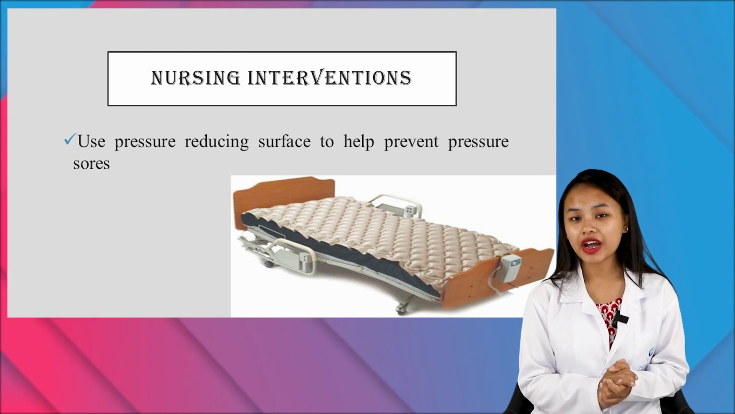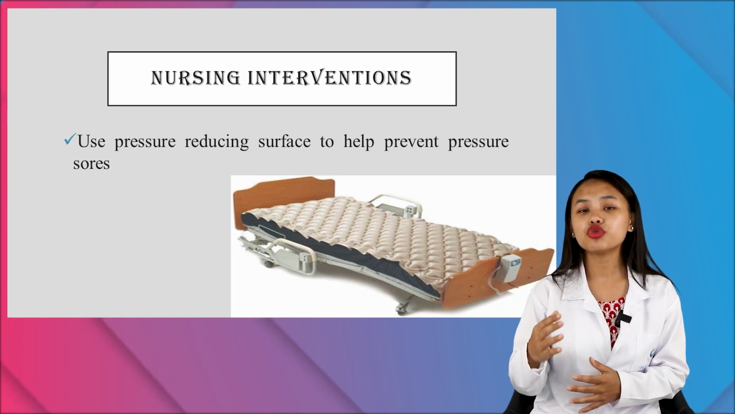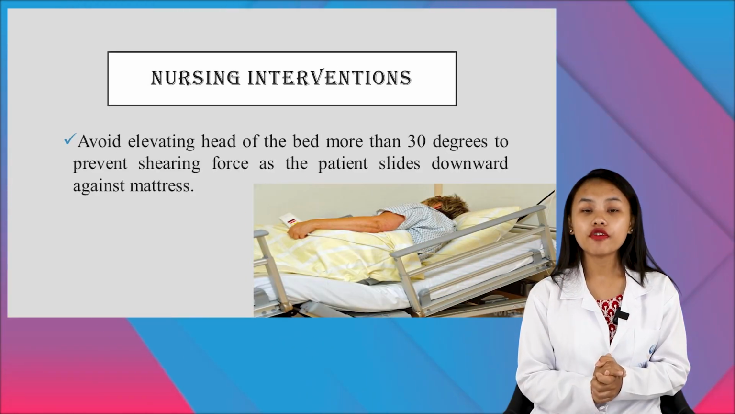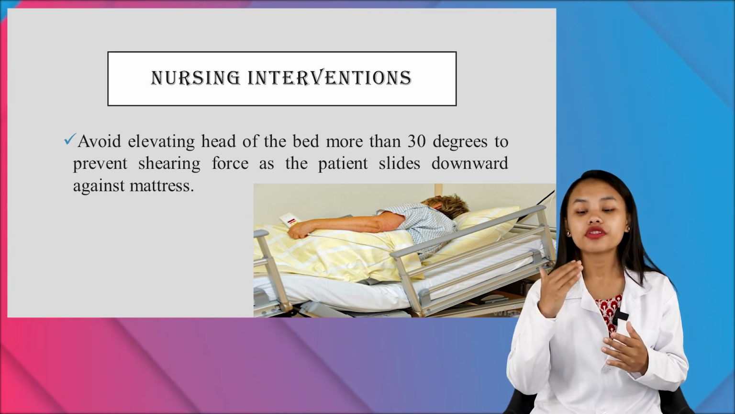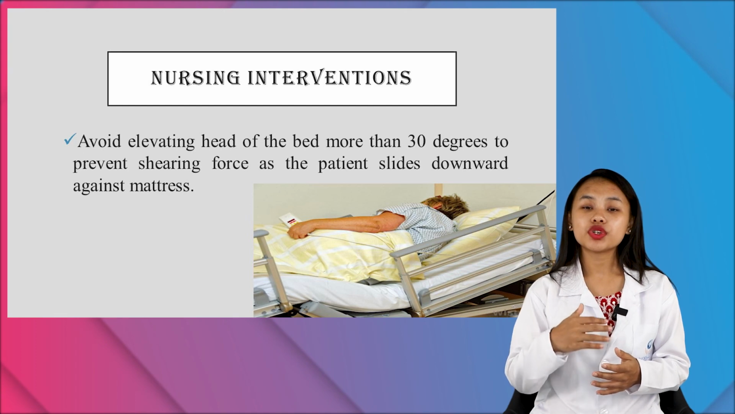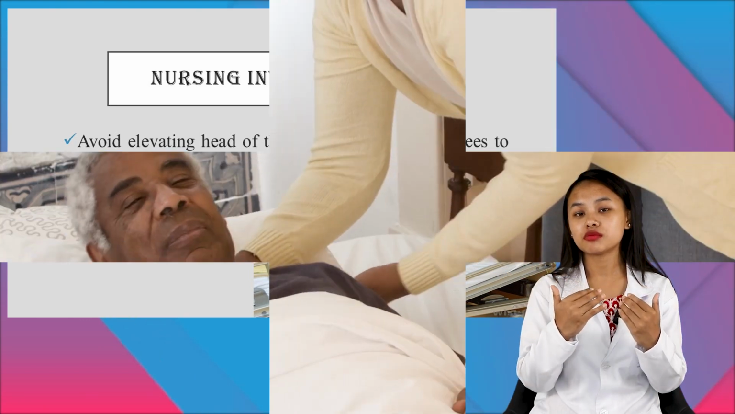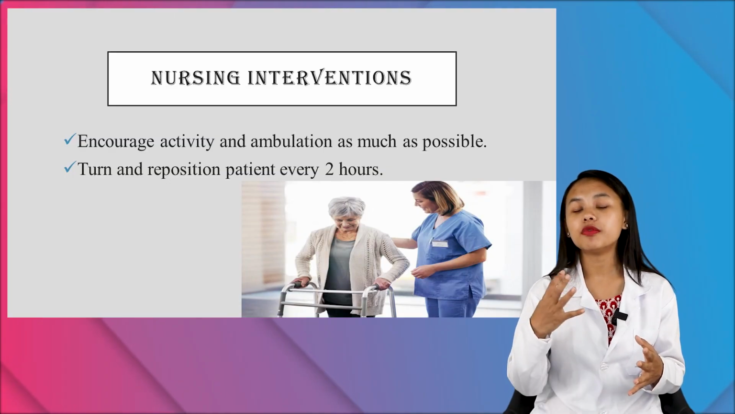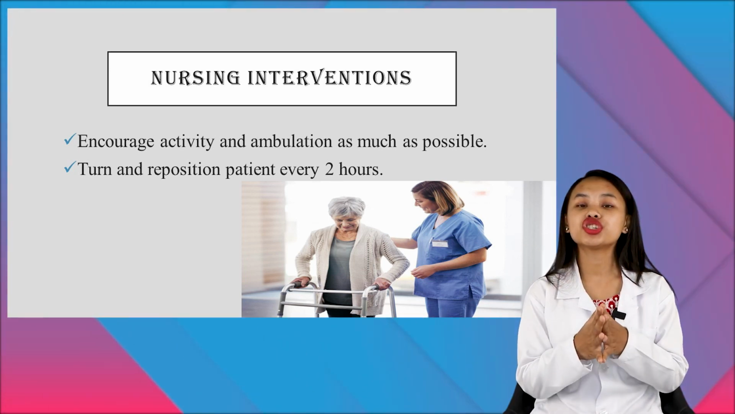We must also provide a pressure reducing surface for the patient in order to prevent the development of this ulcer. We must avoid elevating the head end of the patient above 30 degrees, because as we do this, there might be friction and shear motion, and this can interfere with the wound healing process. We must encourage the patient to perform various activities as well as ambulation as much as possible.